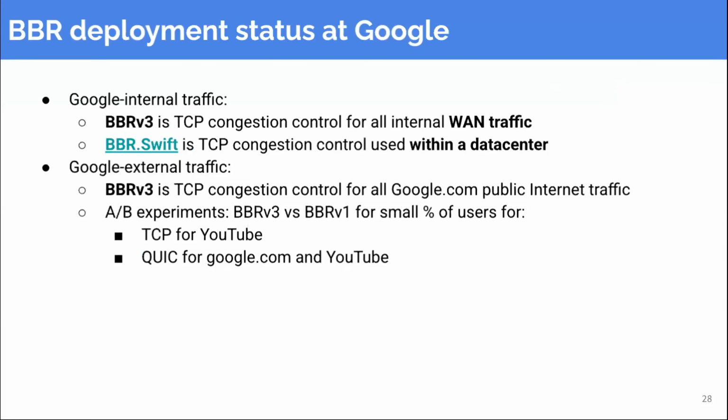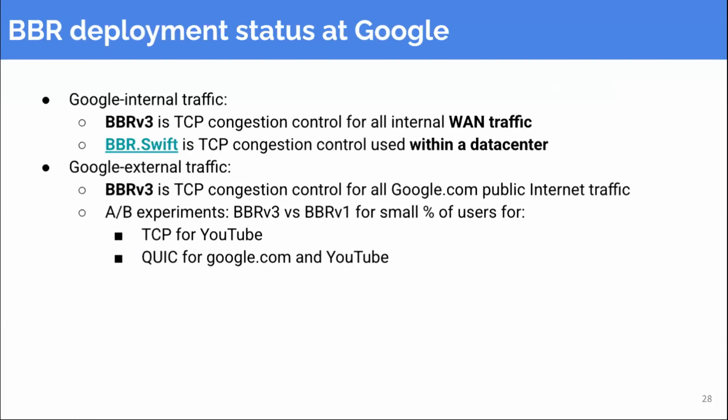So at Google, the current status of BBR is that we have fully deployed BBR version 3 for all of our TCP traffic that is internal to Google and over our wide area network. So you can think of it as basically between Google's data center buildings over the wide area. We use BBR version 3. Within Google data centers, we use a BBR variant that we call BBR.Swift, which we've talked about at the IETF, and you can follow the hyperlink in the slides.